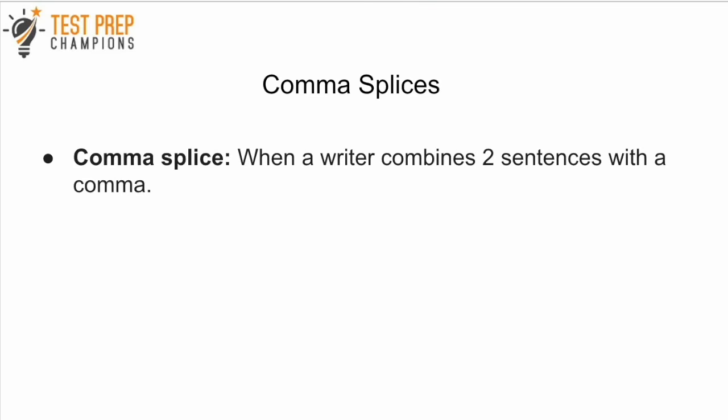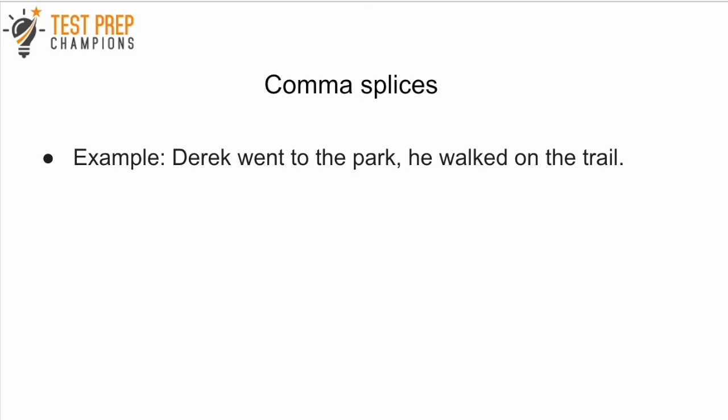So let's switch gears here and let's talk about comma splices. A comma splice, a basic definition, is when a writer combines two sentences with a comma. So right here, let's jump into an example. Derek went to the park, comma, he walked on the trail. Now this is an example of a comma splice. So let me give you a chance now, if you'd like to pause the video, think about how you could correct this, and whenever you're ready, just unpause the video and we'll talk about it.